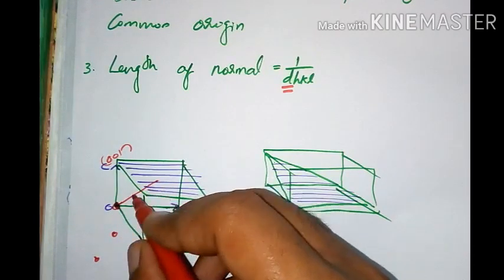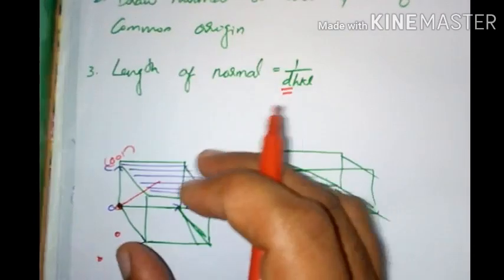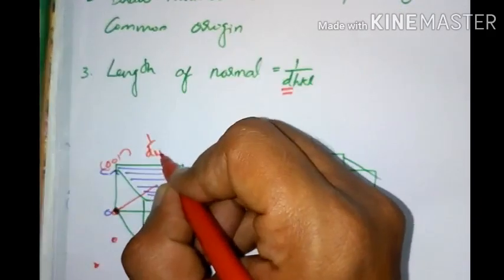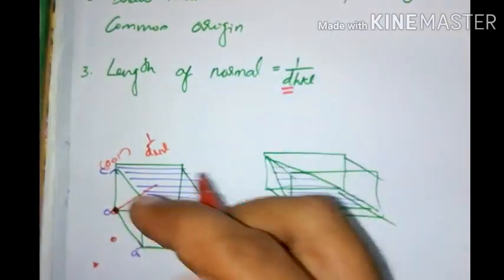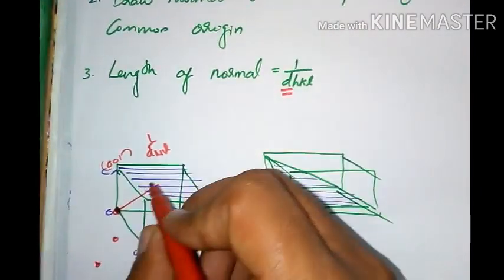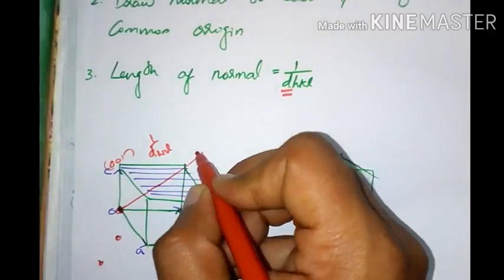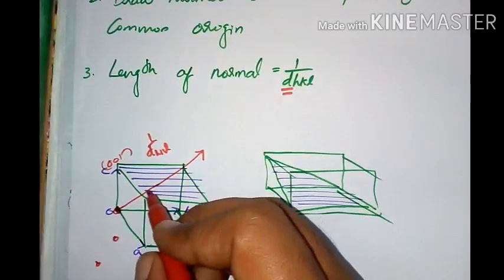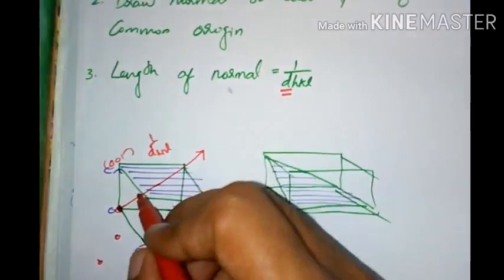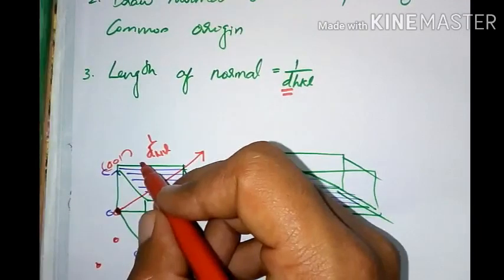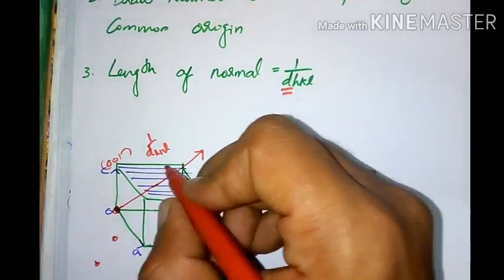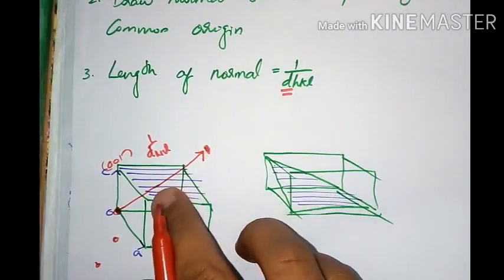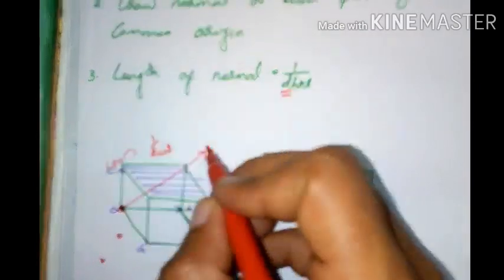and this normal should have a length of 1 by dHKL. Okay, so I have drawn a normal to this 0, 0, 1 plane, having a length of 1 by dHKL. So I denote this point as the reciprocal lattice point corresponding to this 0, 0, 1 plane.